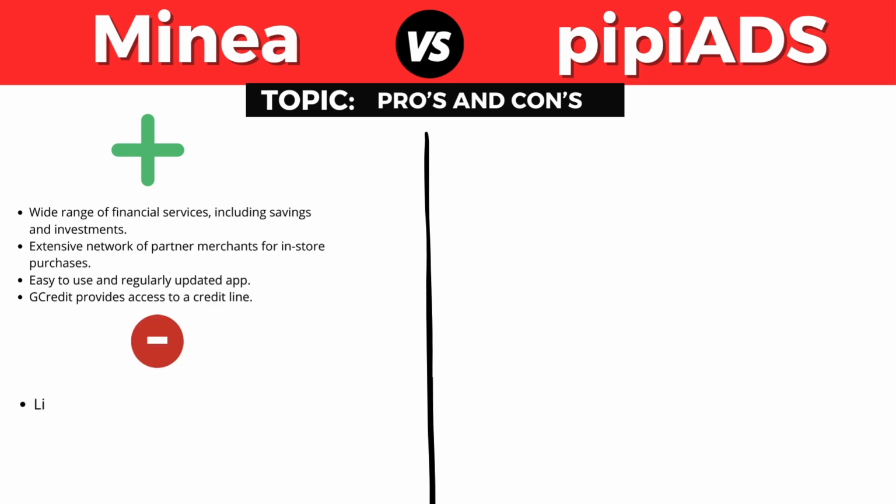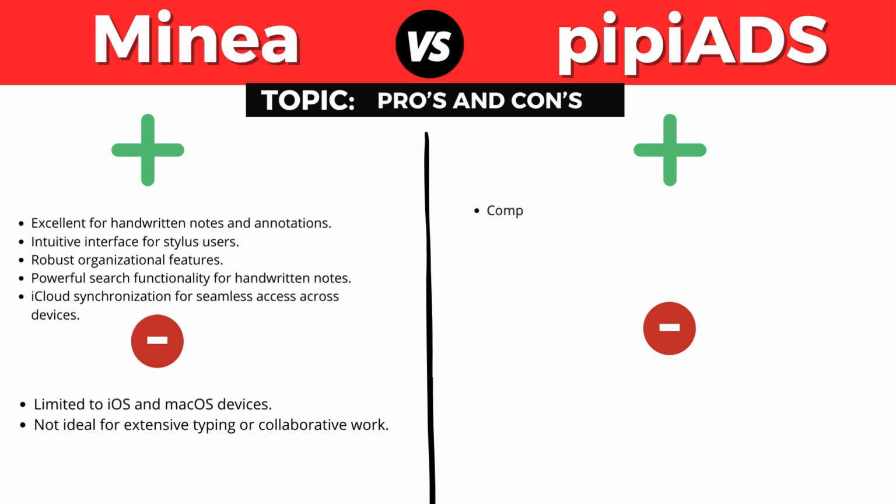Then it has also some cons. We go over to 2 of the cons of Minea. Limited features in the free plans, of course, and a smaller ad database compared to PiPiADS. Alright, then we have some pros of PiPiADS.